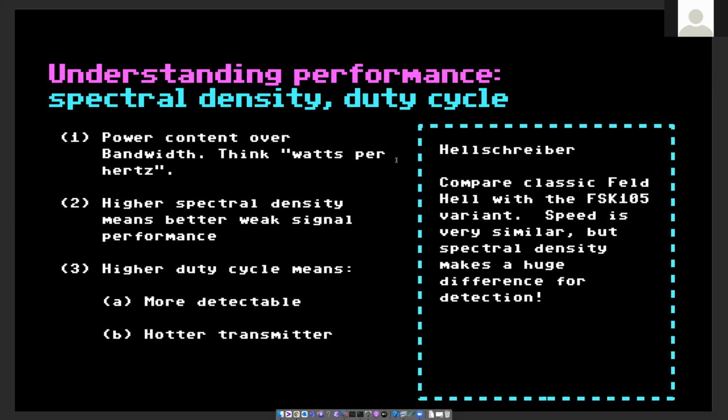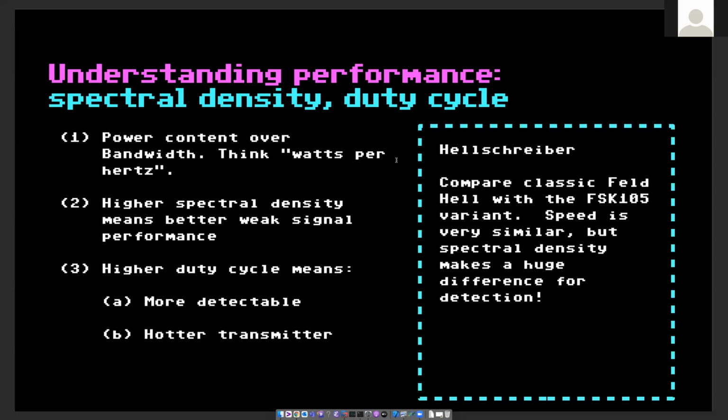Another important difference between modes has to do with how they present on the band. So we can talk about the spectral density or power density of a mode. And you can think of this as being basically watts per hertz over time. In general, if you have poor propagation, you want to have a narrower signal so that you concentrate the power put out by your transmitter into a small space. What that does, it has the effect of increasing your signal to noise ratio substantially. And so that means higher spectral density is better for weak signal performance.